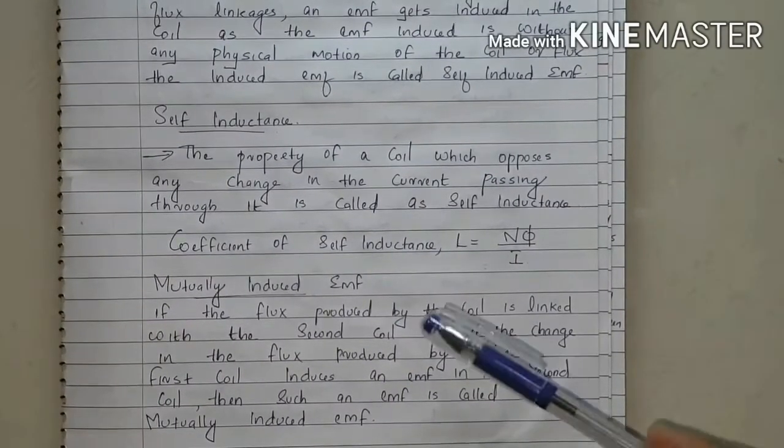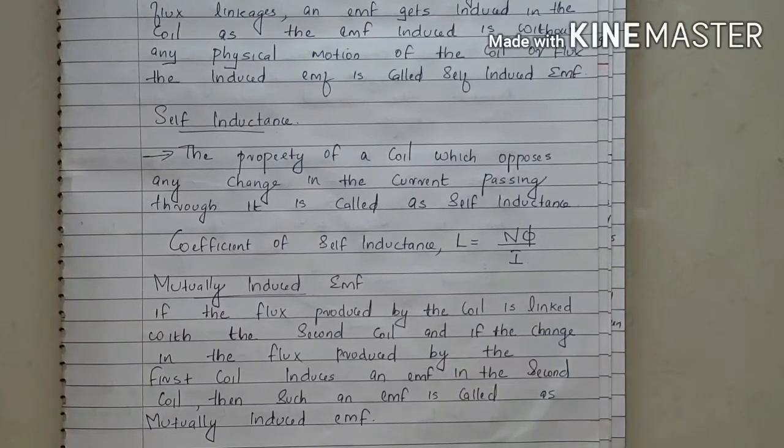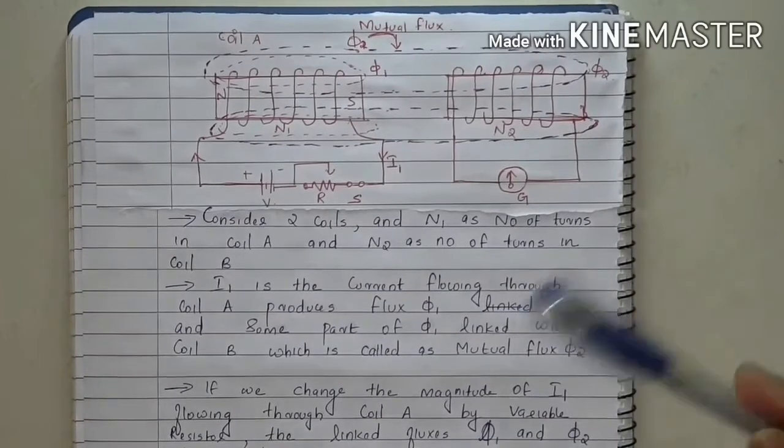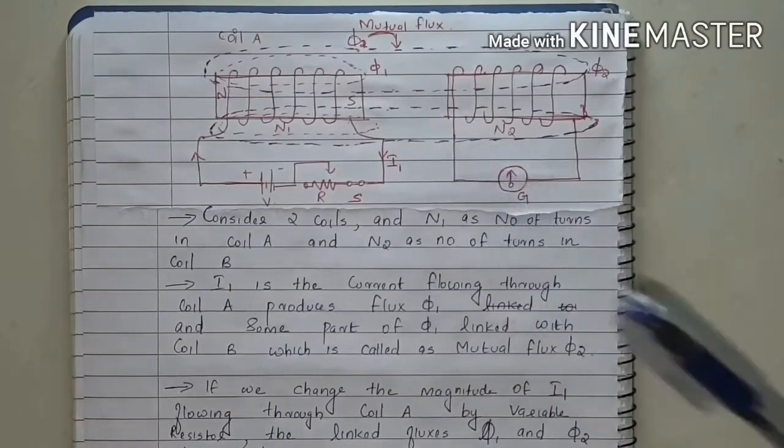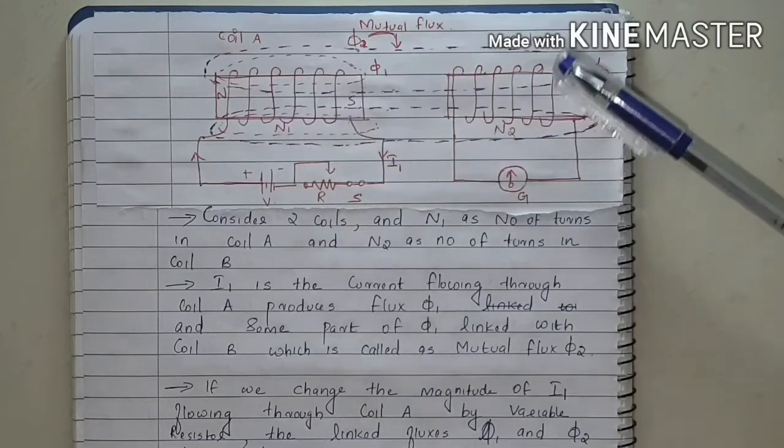Second type of induced EMF is mutually induced EMF. Here is a definition for mutually induced EMF. There will be two coils. If the flux produced by first coil is linked with the second coil, and if the change in flux produced by the first coil induces an EMF in the second coil, then such an EMF is called mutually induced EMF. Here consider two coils, that is coil A and coil B.